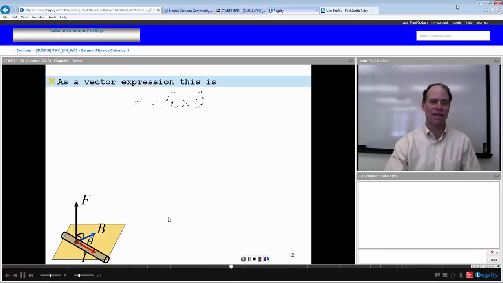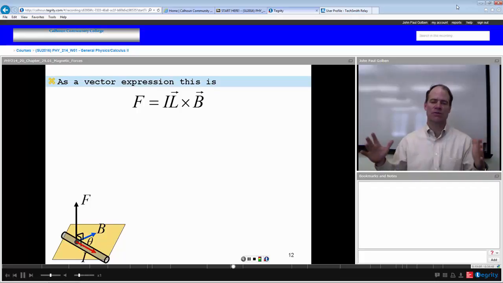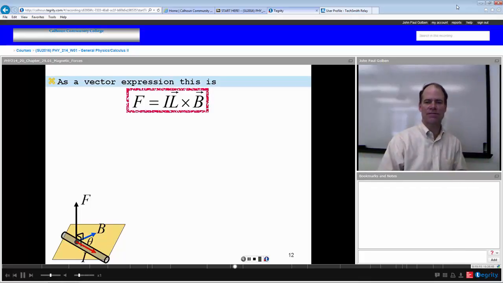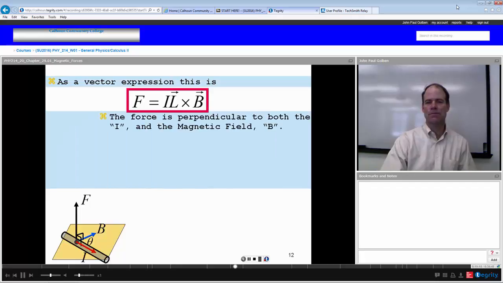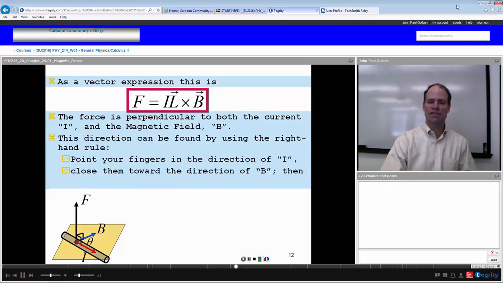It really is actually a cross product. The force on a current carrying wire is equal to the current times the L vector. The L vector is a vector that represents the length of wire, and the direction of that vector is in the direction of the current, crossed with the magnetic field. And direction again can be found by the right hand rule.